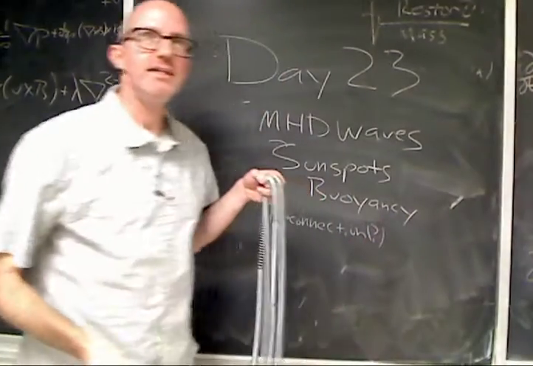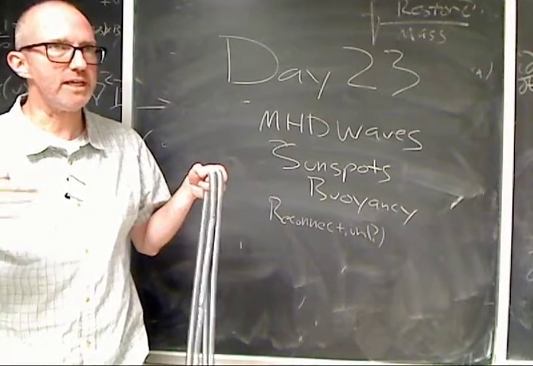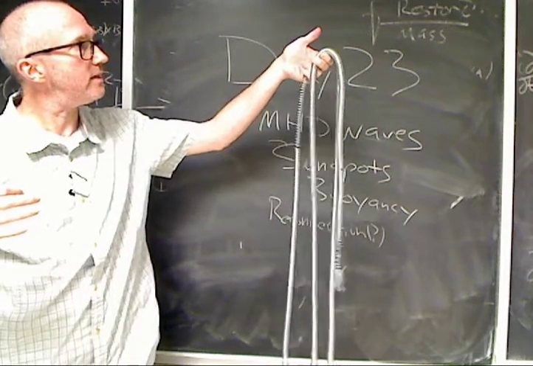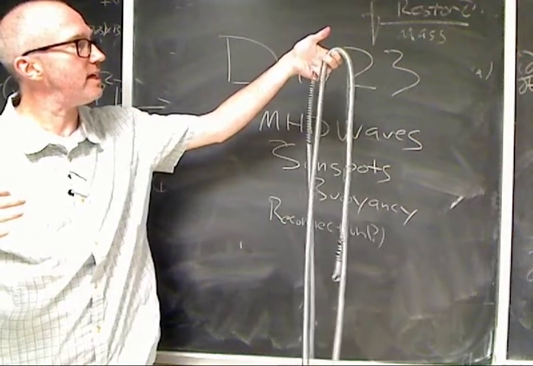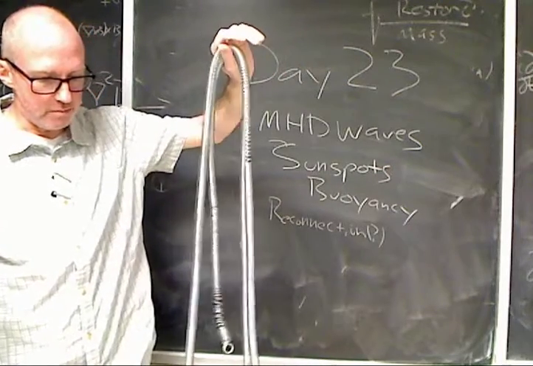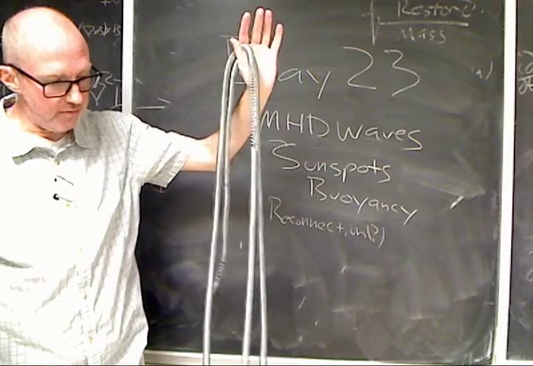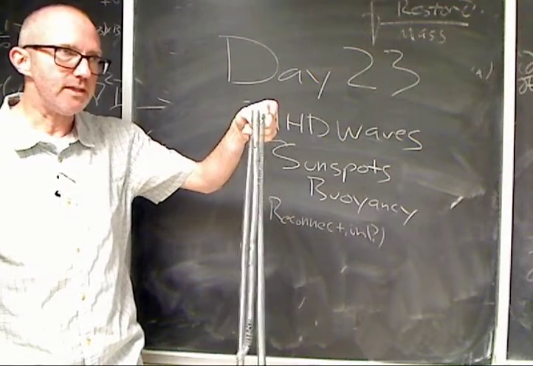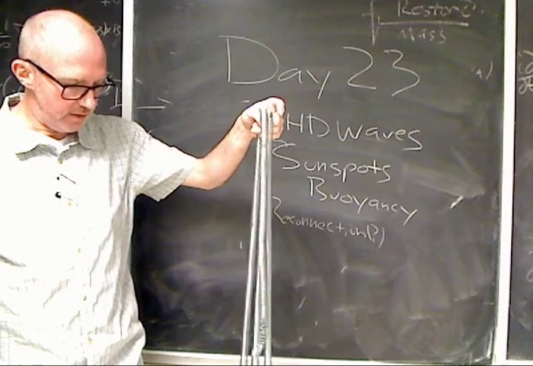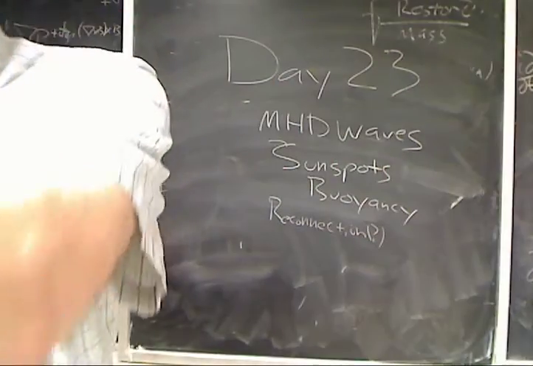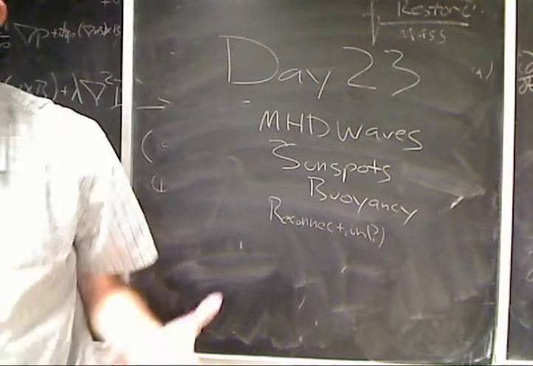So if you have a spring, then the frequency is like the square root of k over mass. For a string, it's the tension over the mass density. For an Alfvén wave, it's the square of the magnetic field strength divided by the density. So this is a really nice example of how an Alfvén wave behaves.